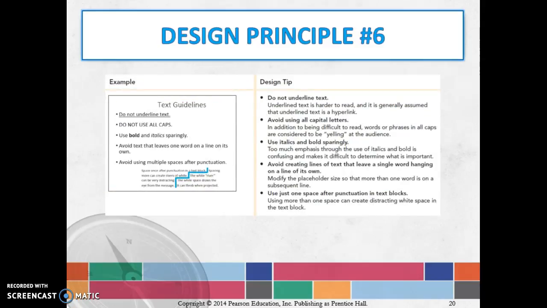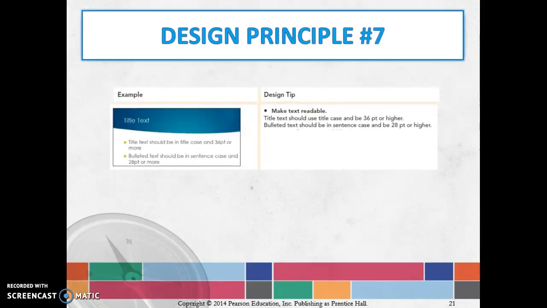And then to go along with that, you don't want to use all caps, you don't want to underline, you don't want to use a lot of bold and italics, or a lot of space after punctuation. You don't want to just leave one word hanging. All of those types of things are the same as if you were writing a paper. One of the last tips that they have on here is to make things readable. Again, you don't want it to be too small. You don't want it to be an eye chart for them. It makes things way too difficult for your audience.